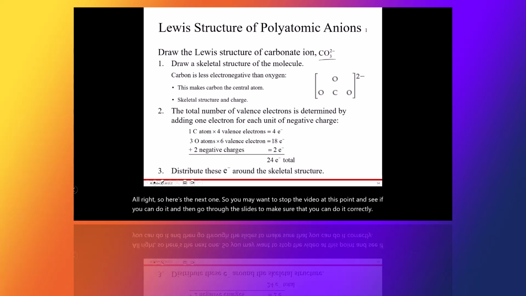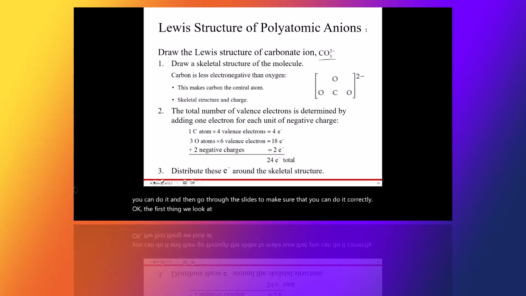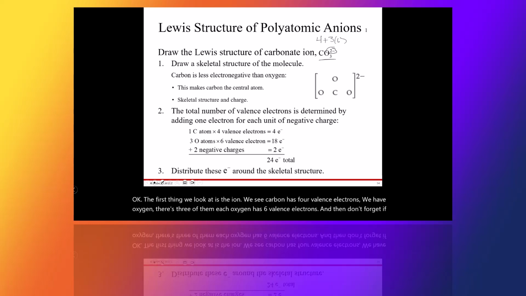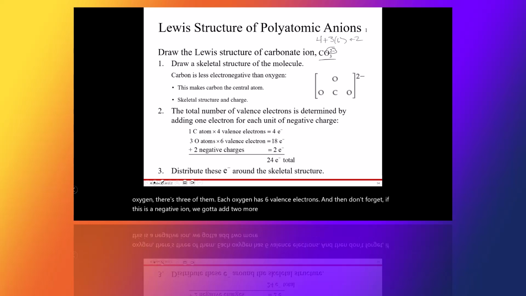Okay, the first thing we look at is the ion. We see carbon has 4 valence electrons. We have oxygen, there's 3 of them. Each oxygen has 6 valence electrons. And then, don't forget, if this is a negative ion, we've got to add 2 more electrons. So if we add 2 more electrons, we get 2 plus 18 plus 4, that's 24 valence electrons.